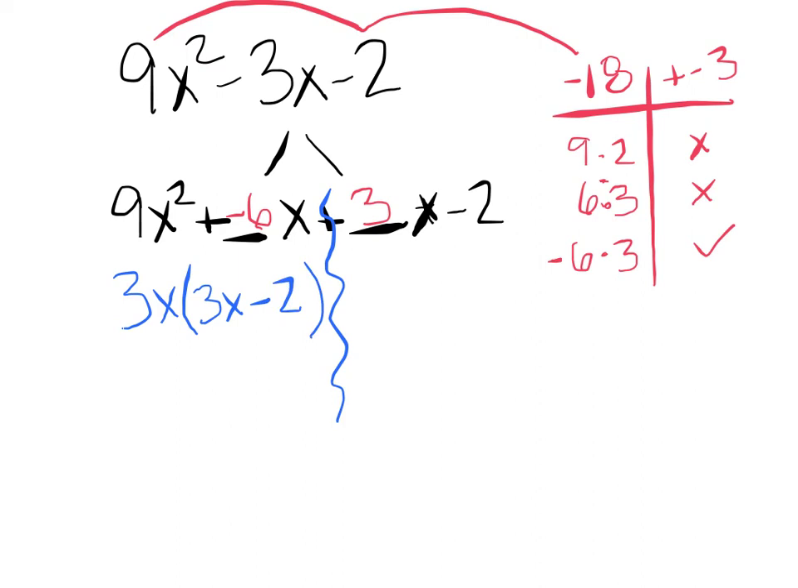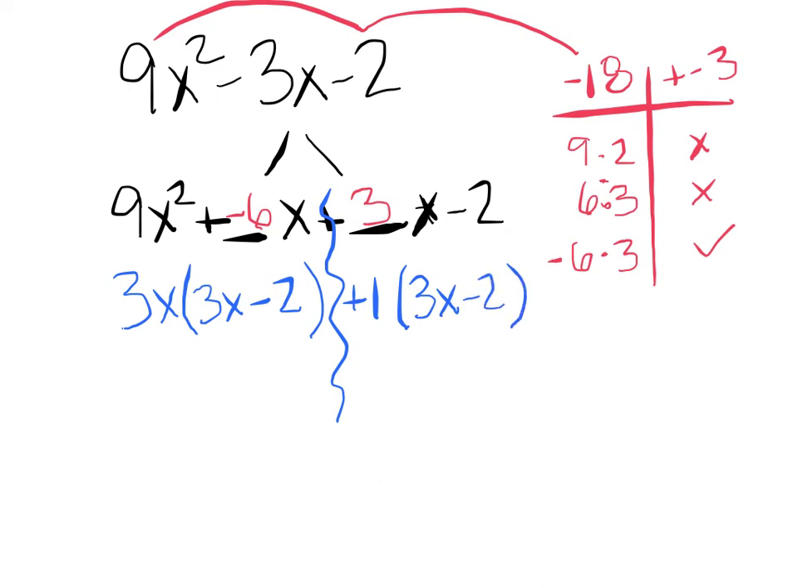Now I have a 3 and a negative 2. They don't have anything in common. You have to factor something out, though. So the biggest number that they both have in common is 1. That's it. So I'm going to factor out a 1. Boring. You're left with 3x minus 2.